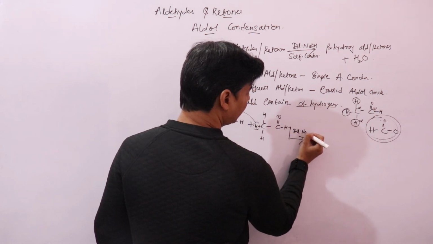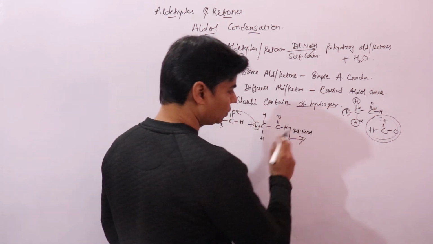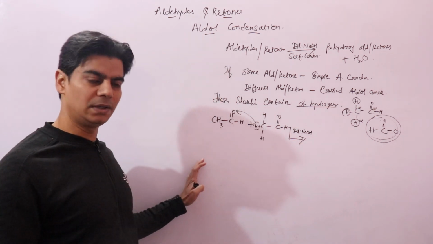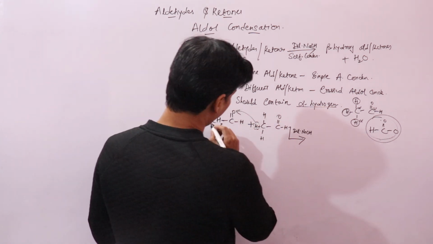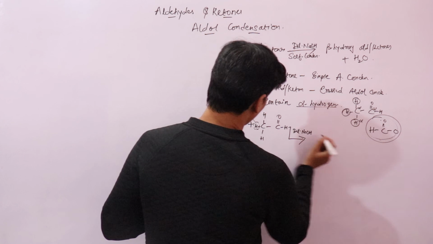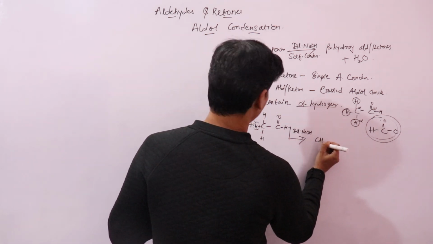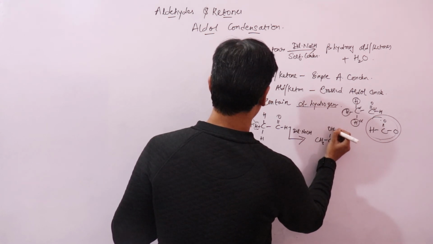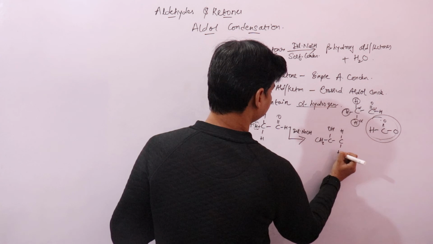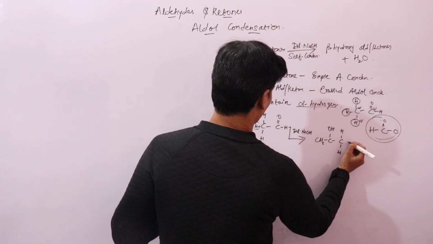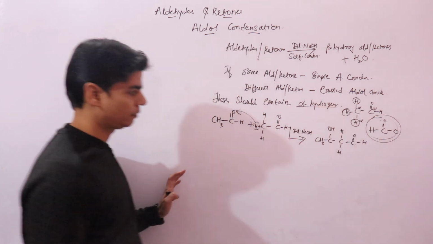In the presence of dilute sodium hydroxide. This reaction occurs in the presence of dilute sodium hydroxide or dilute alkali. You may take calcium hydroxide in place of this or sodium carbonate, right? So the product would be, when this will go here, it would be CH3CHO, right? You have CH, C double bond O, H, right?